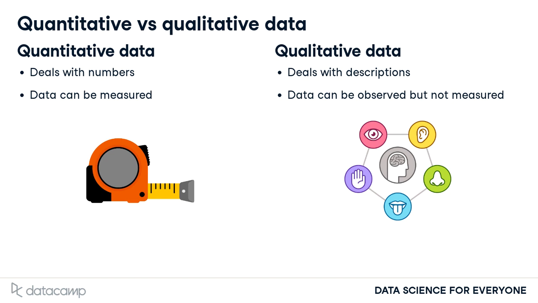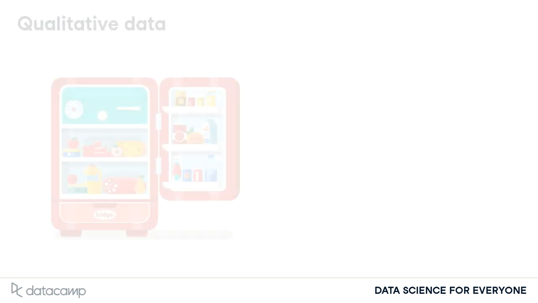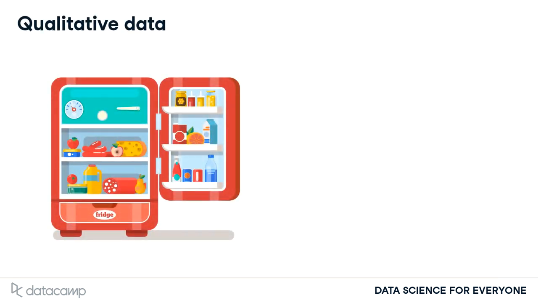Now that we know the differences, let's dive into each type of data with a real-world example. Quantitative data can be expressed in numbers. For example, the fridge is 60 inches tall, has 2 apples in it, and costs $1,000. Qualitative data, on the other hand, are things that can be observed but not measured, like the fridge is red, was built in Italy, and might need to be cleaned out because it smells like fish.